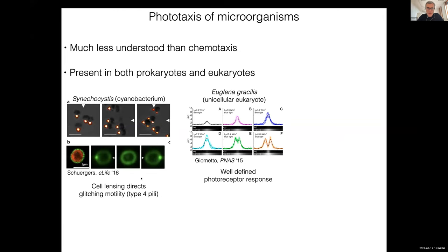Then if you step up, I would say, in complexity and go to eukaryotic microorganisms like Euglena, for example, this is quite similar to Chlamydomonas, although phylogenetically speaking it is far. You can see in these experiments, for example, the emergence of negative phototaxis.